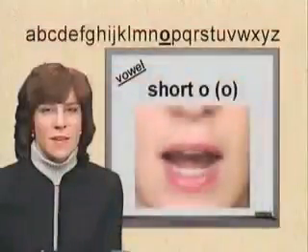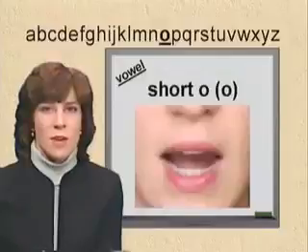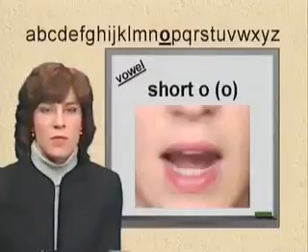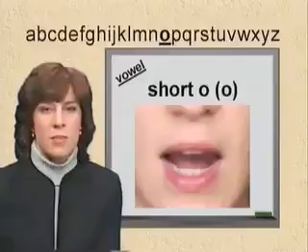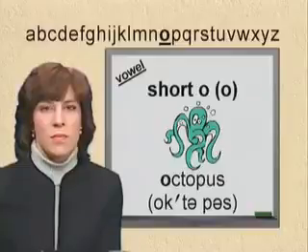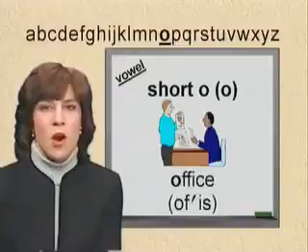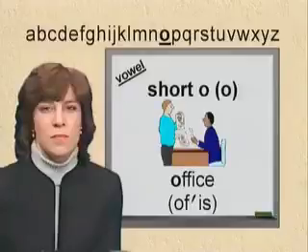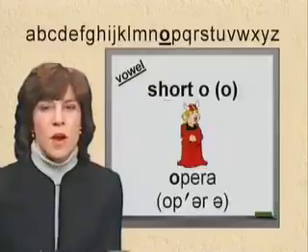Short O. The short O sound is made by opening the mouth wide. The teeth are apart, with some of the top and bottom front teeth shown. The tongue is in the middle of the mouth. Octopus. Office. Opera.